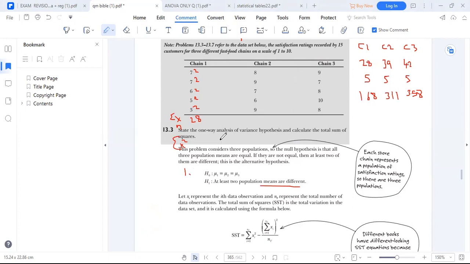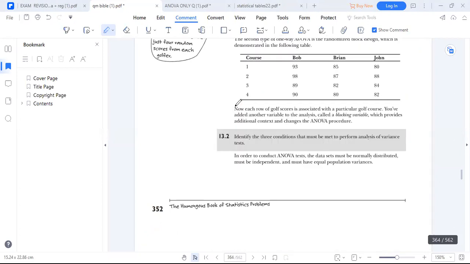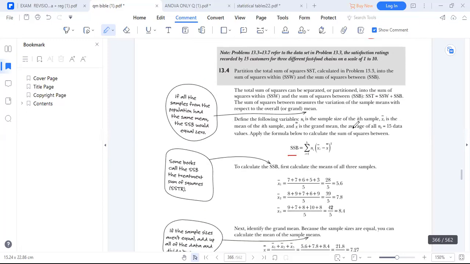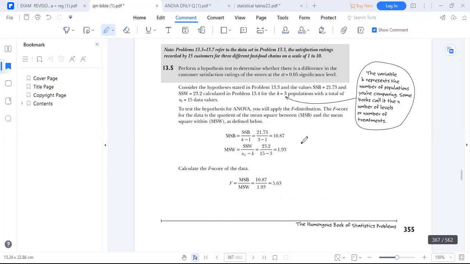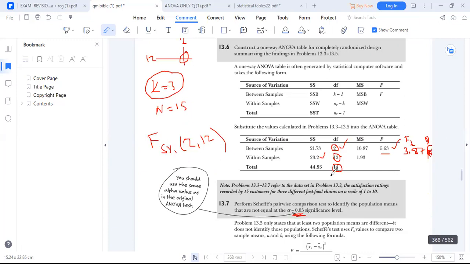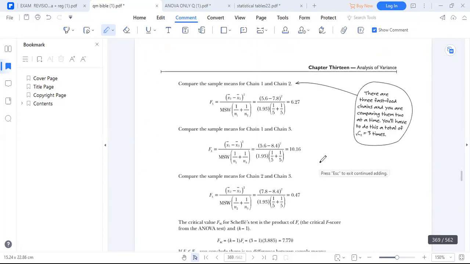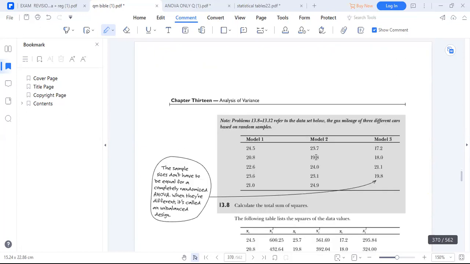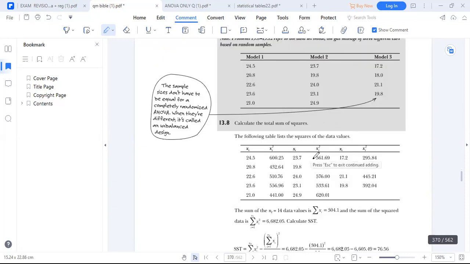Step 2, we state the level of significance. Our level of significance is what? 5%. It will be given. Step 3, the decision rule, you usually do after the table has been done. Then step 4 is what we're doing here: we calculate the ANOVA table, which we have done. We're being given 0.05, so when you go into the table, 0.05 is giving us 5.67.